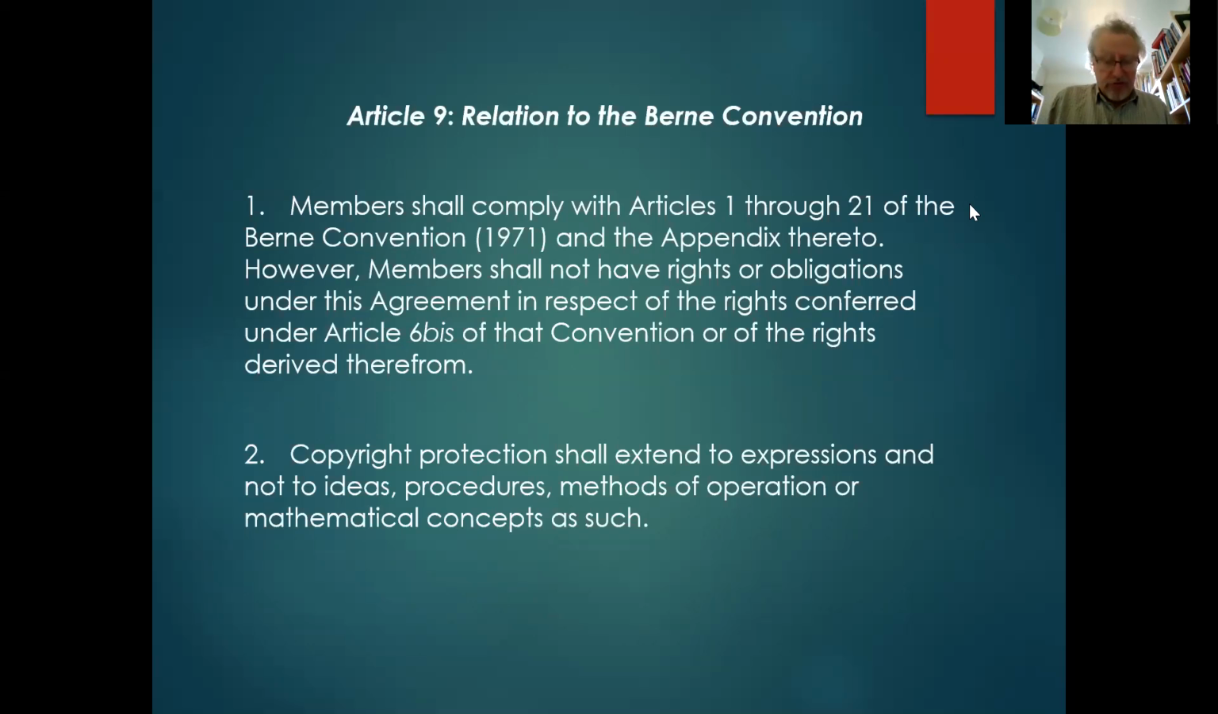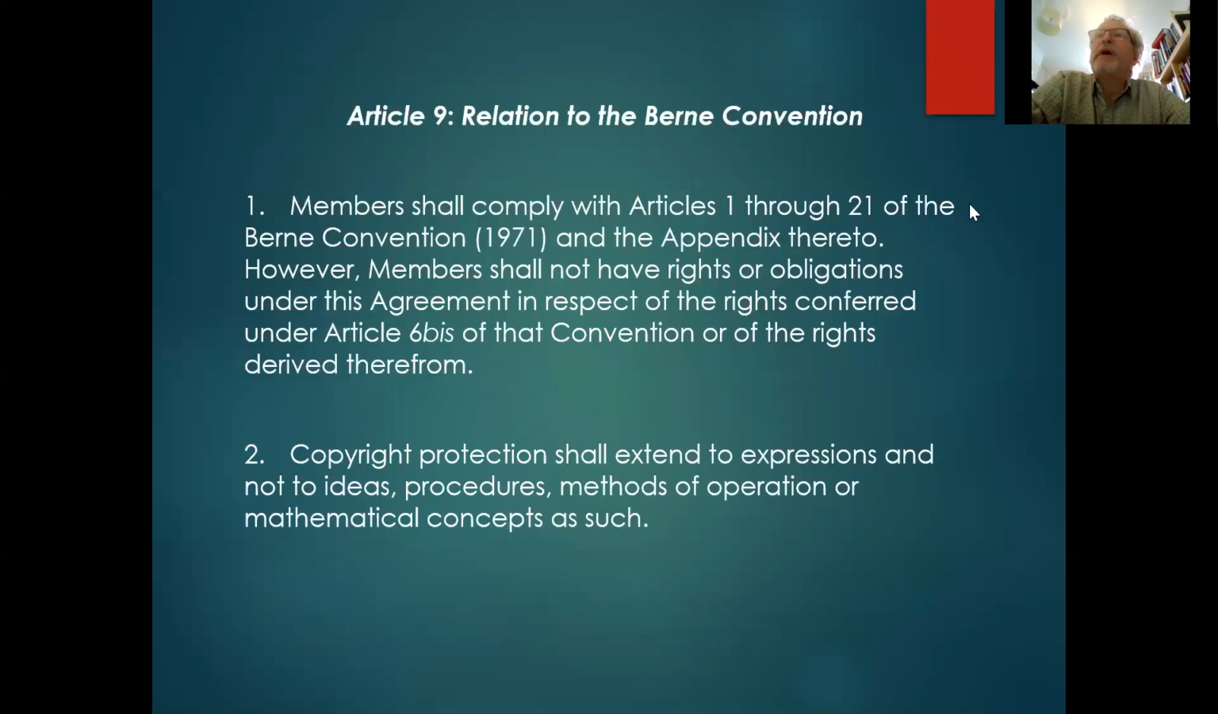Similarly, the TRIPS agreement incorporates by reference other treaties, other non-WTO treaties. And the Berne Convention for the Protection of Literary and Artistic Works, originally signed in 1886, its latest revision was 1971, is incorporated into the TRIPS agreement, all the substantial parts, except one part, which is Article 6 bis.